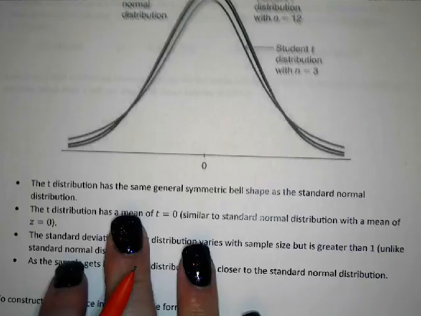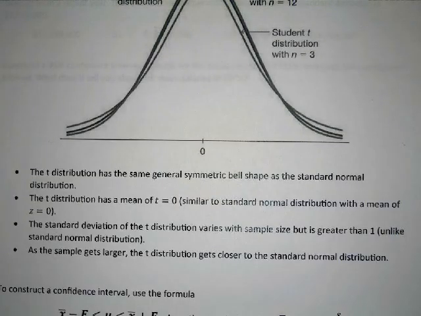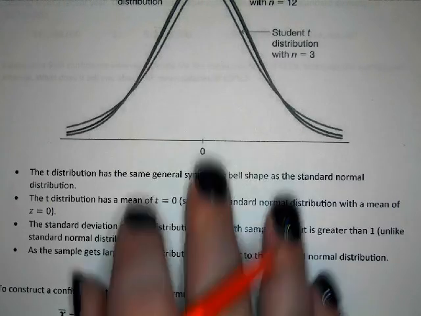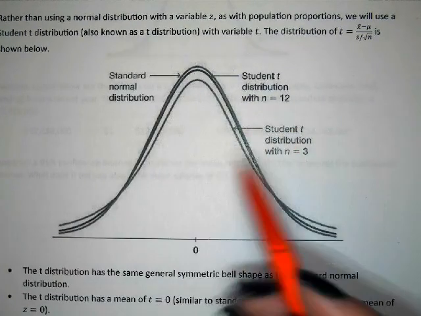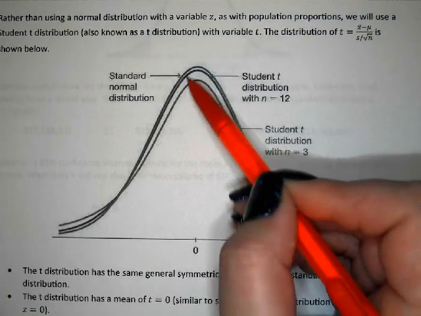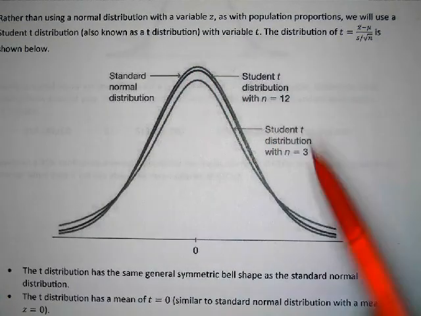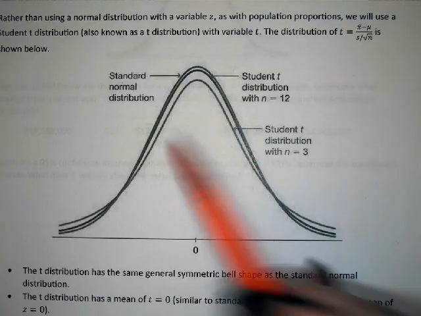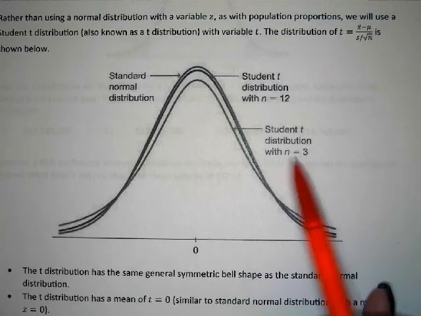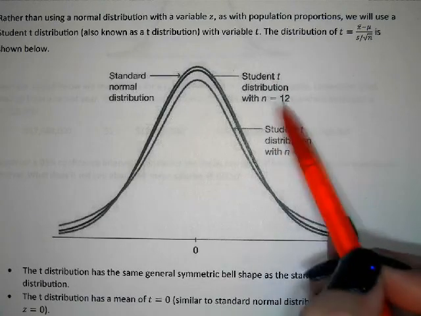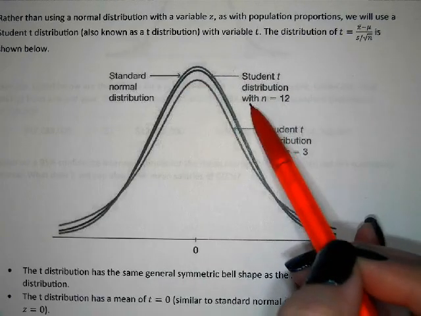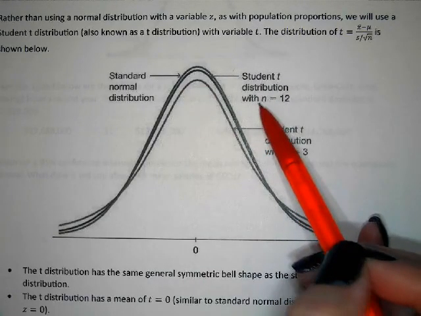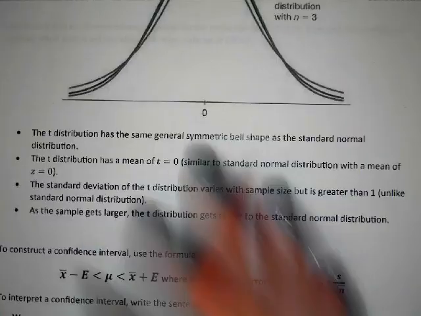So these are some things we know about a t distribution. The t distribution has the same general symmetric bell shape as the standard normal distribution. If you look at the PDF of the notes that's in color, you'll be able to see this a little bit more clearly. The standard normal distribution is this bell curve that's kind of on top. The bell curve that is the lowest down is with the smallest sample size. The student t distribution that has a sample size of 12 is getting closer to the bell curve, meaning it just has a little bit less variation, so it's approximating that bell curve even better.